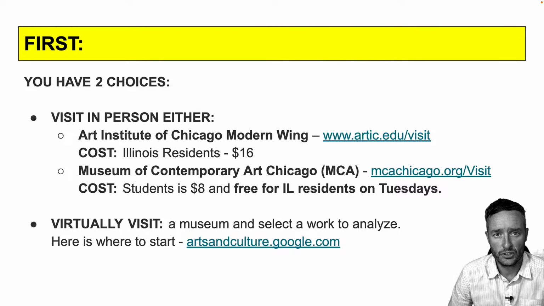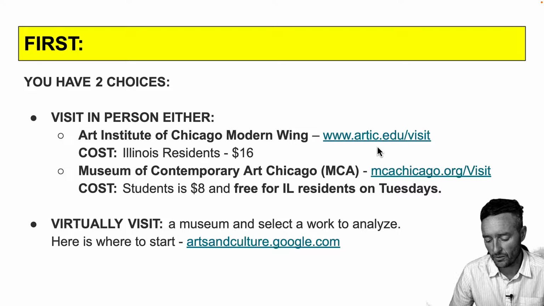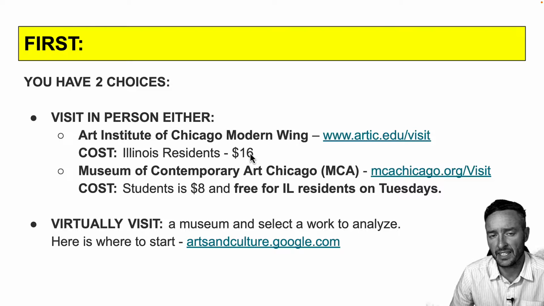So the first thing I want you to do, you have two choices. You can visit one of 2 museums in person to choose an artwork. So you can choose the Art Institute of Chicago and go to the Modern Wing. I've given you a link here to the visitor page that describes where to go, how to purchase tickets and all of that. Make a note that if you're an Illinois resident, which you are, you're going to be getting a cheaper rate of entry to the Art Institute than if you were just a student. So keep that in mind.